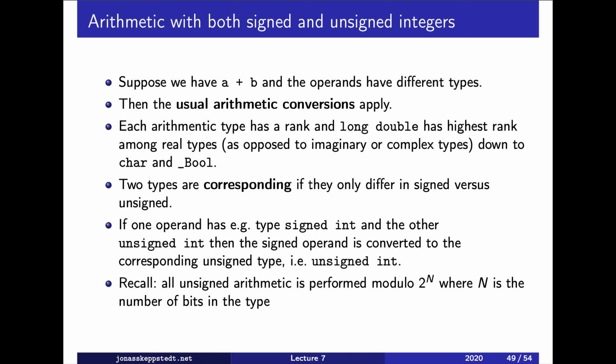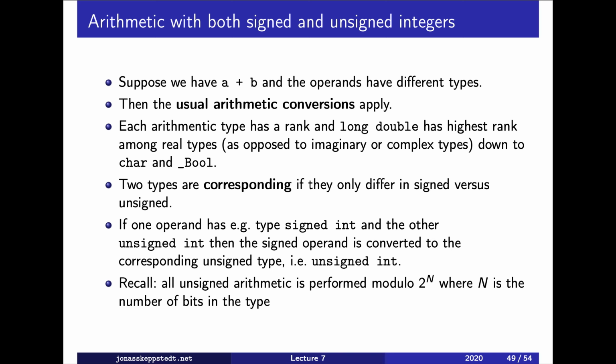And that means all arithmetic types have something called a rank, and long double has the highest rank and char and bool have the lowest rank, and the expression is performed in the type that is of the highest rank. Okay, so it is selected which one is the highest, and then the other one is converted to that type.